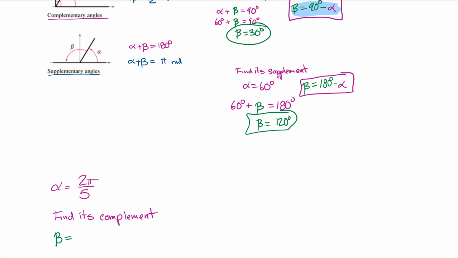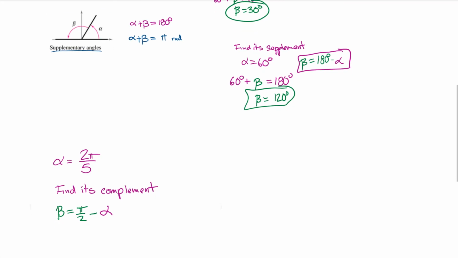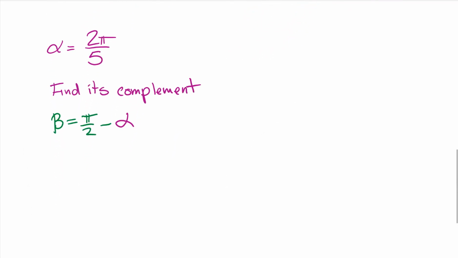We could say that beta is equal to, don't write 90 degrees. 90 degrees is the same thing as pi over 2. So pi over 2 minus your alpha, 90 degrees minus whatever that thing is. Cool. So let's go find it, right? Just adding some fractions. It's no big deal. We all know how to add fractions. We started doing that about 10 years ago, maybe? So pi over 2 minus our 2 pi over 5.